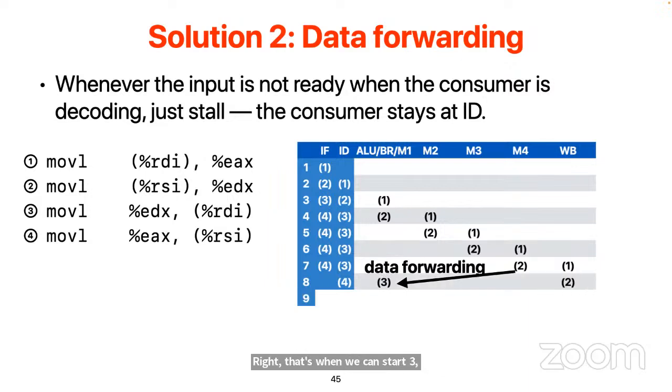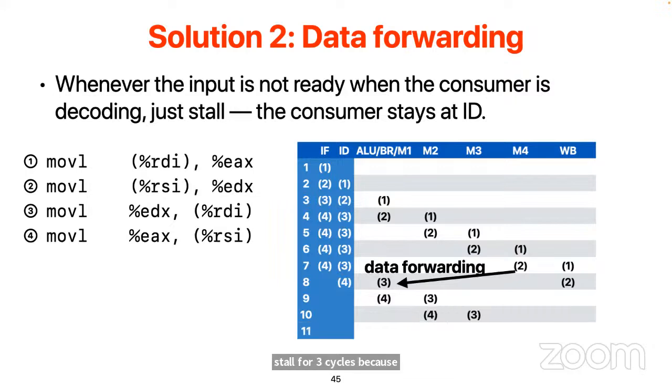With this data forwarding, you only have to stall for 3 cycles because of that. And in fact, if you look at 1 to 4, it's not necessary to have any data forwarding in this case, because they are already far away from each other. So for this case, there's only one data forwarding required, and only one data hazard we are meeting, because of the data dependence between 2 and 3.